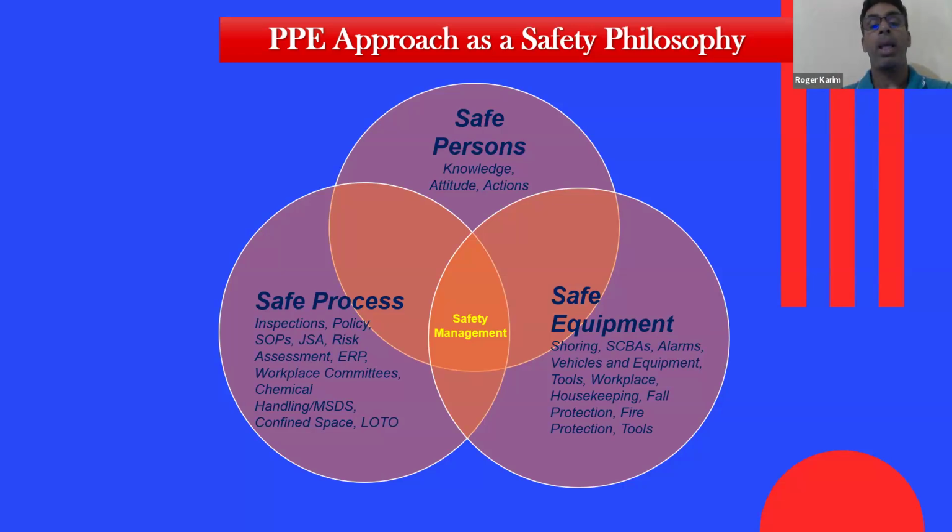So when we talk about safe persons, it's about knowledge, attitudes, and actions. Are our persons well trained? Do they understand what is required? Do they have the required competencies? Do they have the right attitude? Are we giving them proper supervision? When we talk about process, do we have SOPs for that particular work? Is there a risk assessment? Do we do JSAs? And if you have special permits in place, are we using permits as required? And safe equipment, in terms of your SCBAs, your tools, housekeeping, fall protection, fire protection, those sorts of things. So these three elements, if factored in and well managed, you're really on the right path to having a fairly good safety program in place.